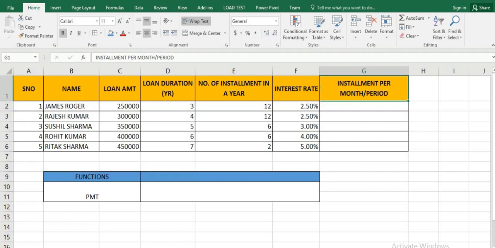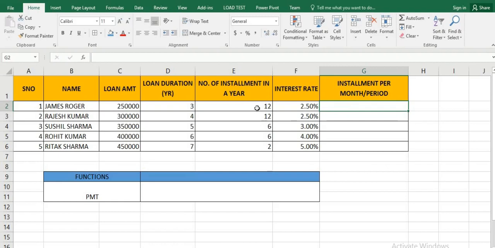Let us suppose James Roger took a 2.5 lakh loan for a 3-year duration, and the number of installments he wants to give after taking the loan is 12 in a year. 12 installments he wants to give. The interest rate put on James Roger is 2.5, on the amount that he took from a financial institute or an individual. So here we have to find out the actual amount he has to pay per month.